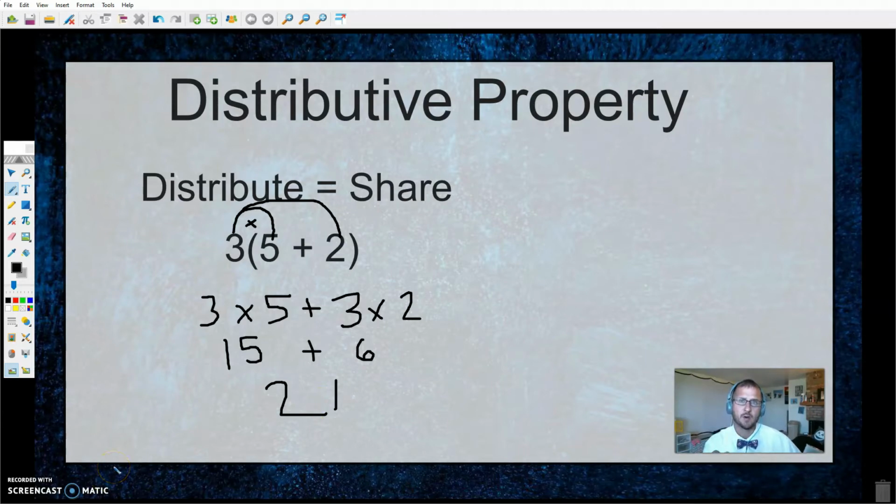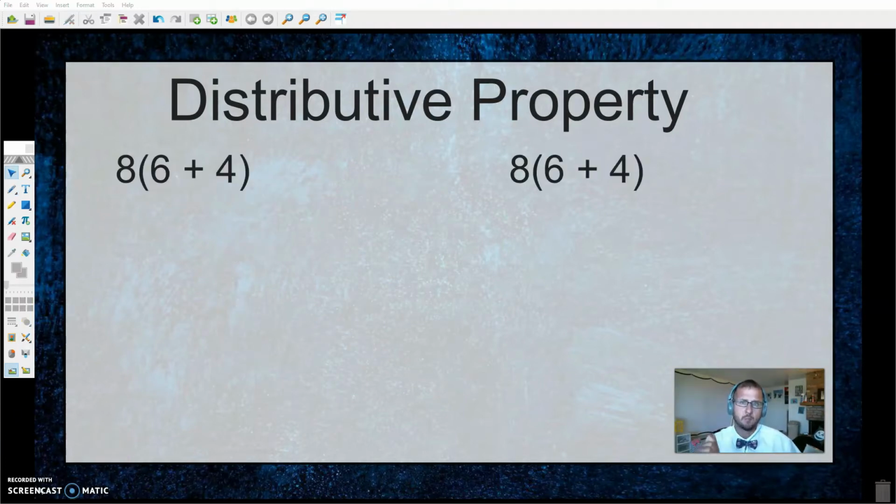Let's take a look at another one of these, and I'm going to do the 2 different ways side by side so you can compare them. Let's take a look at 8 multiply 6 plus 4. Now, if we do that following the order of operations, then we have to do the 6 add 4 first. 6 add 4 is 10, and then 8 multiply 10 is 80.